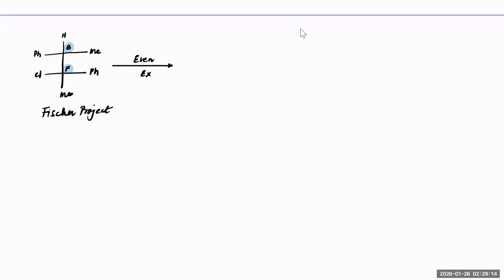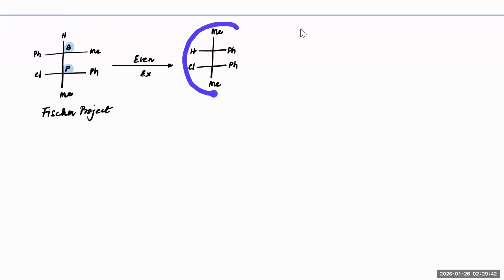So even exchanges means, see, from hydrogen here, methyl here, this is exchange number one. Then hydrogen here and phenyl here, that is exchange number two. So after two exchanges, where does the hydrogen come? Hydrogen will be here, phenyl will be here, methyl will be here, chlorine is here, phenyl is here, methyl is here. Correct? This is what you will get.